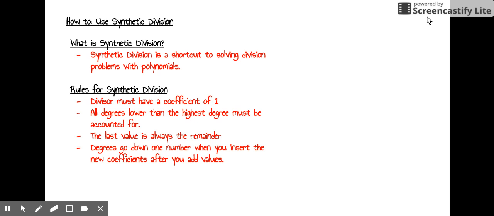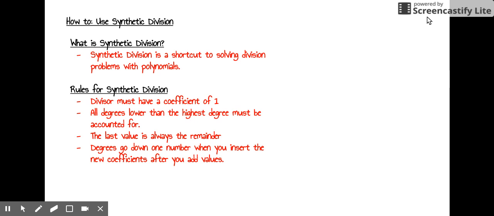All degrees lower than the highest degree must be accounted for whenever you're doing synthetic division. What that means is if the equation says x cubed plus x, there's a missing x squared in there. So we have to put in a 0 or a placeholder. In one of the two problems we're going to use, we'll have an example of that. I hope you will better understand it when you see it.